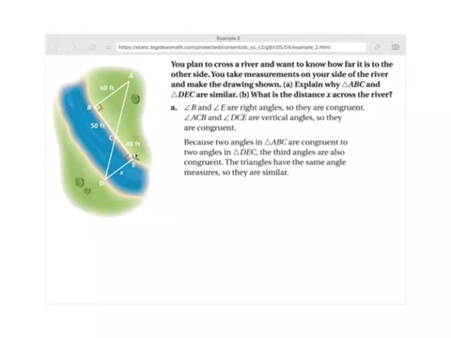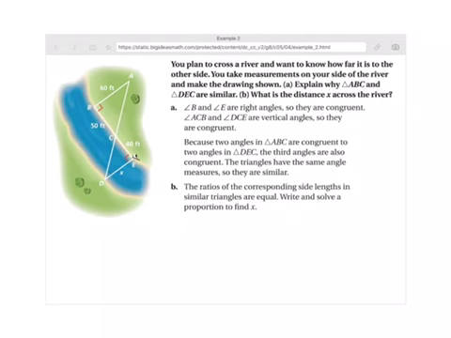All right, so for B, it says, what is the distance across the river? So this is where we're trying to solve for X. You see where X is on this diagram? So we're trying to find the length of the tall side of DEC. Well, we just proved that the angles were congruent, so now we can set up a ratio. Ratios of the corresponding side lengths are equal.